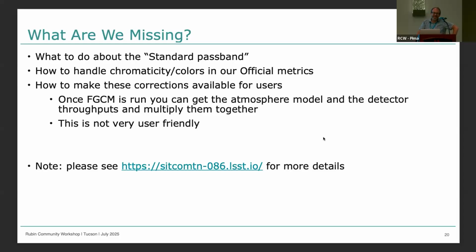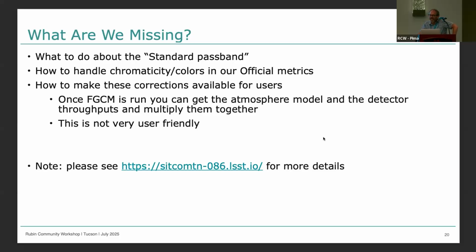So in the Butler goes an atmosphere for every visit. And in the Butler, you can get the detector throughputs that we have that goes into the model. And you can multiply all those together and do the integrals to your heart's content to do the corrections on your object. But that is not quite scalable, nor is it user friendly. And we have not worked out the interface, and some people here might have opinions on this.